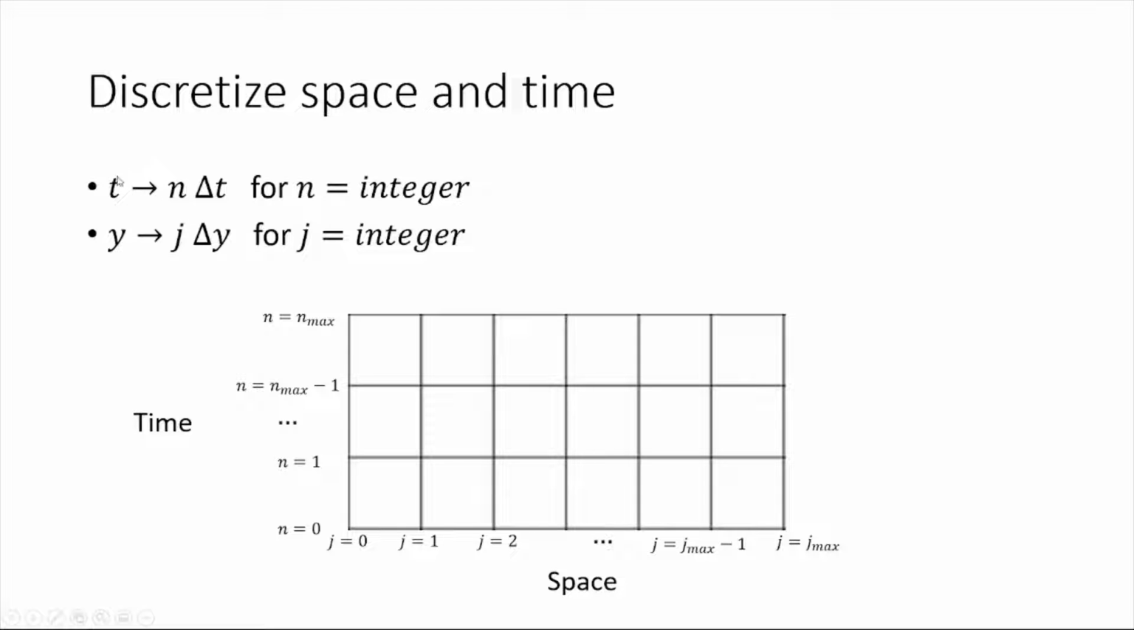So we break up our time, t, into chunks of size n times delta t, where n is an integer, and we break up space similarly into chunks, j times delta y, where j is some integer. So you can plot time and space on this grid, where we have j equal to 0, j equal to 1, all the way up to j max on this end, and of course time equal to 0, time equal to 1, all the way up to n max.